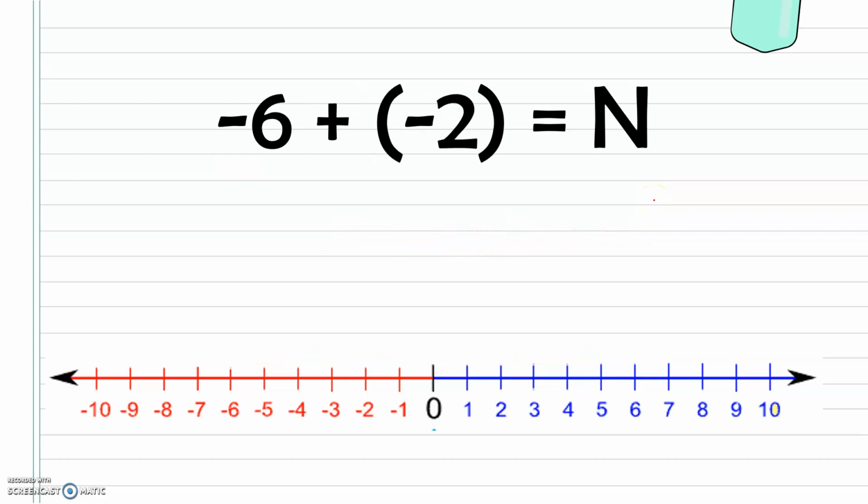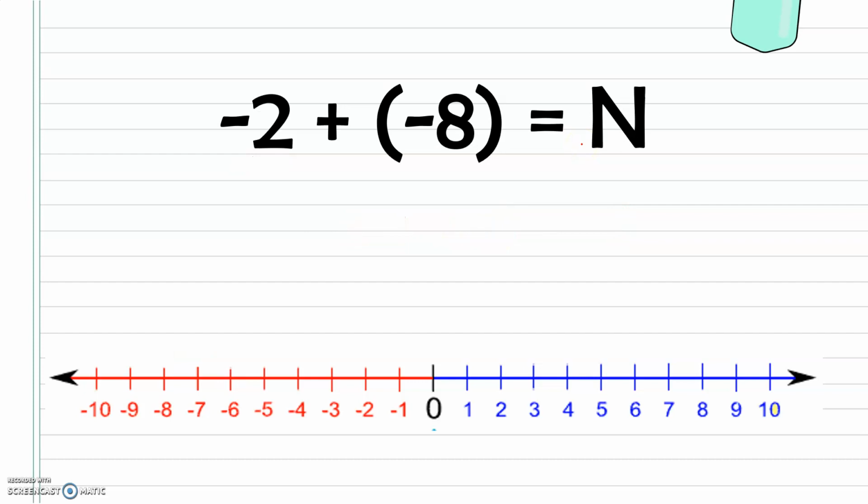Okay, next, negative 6 plus negative 2 equals n. Again, we will locate the first addend on the number line, and negative 6 is here. We'll be adding a negative 2, so that means we'll be jumping 2 units to the left on the number line from negative 6. So we have 1 and 2, and we'll end up at negative 8. Therefore, negative 6 plus negative 2 is equal to negative 8.